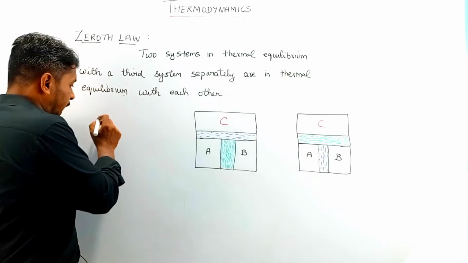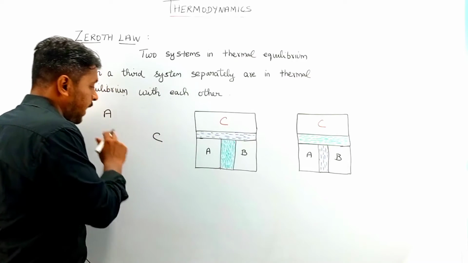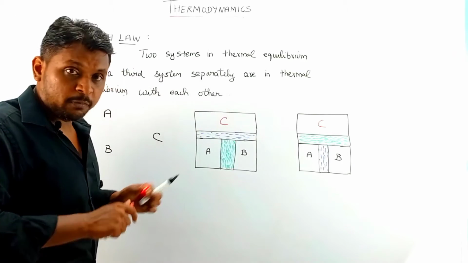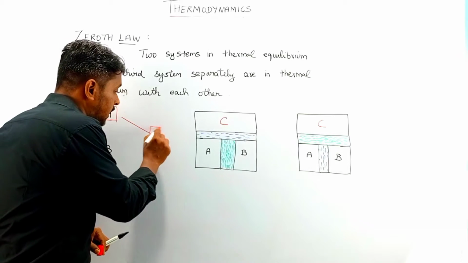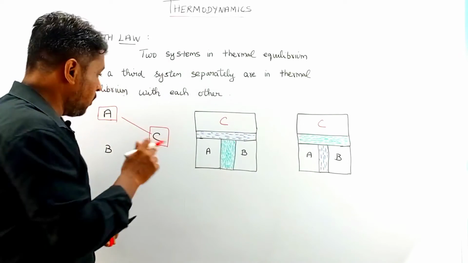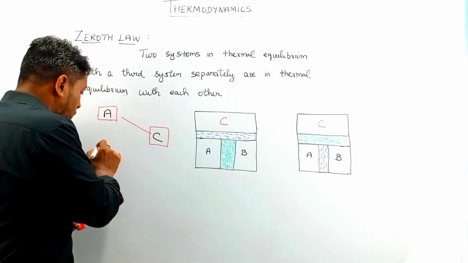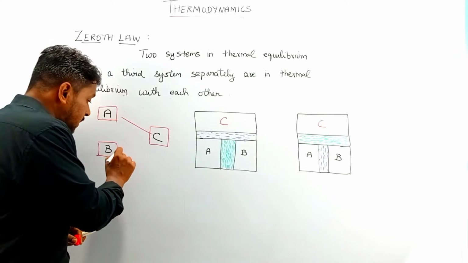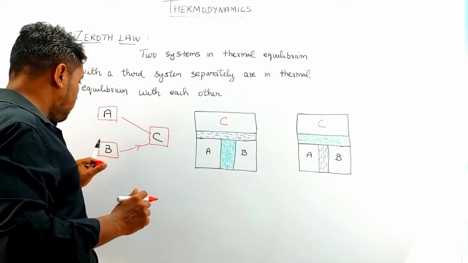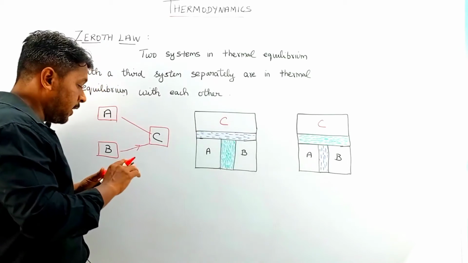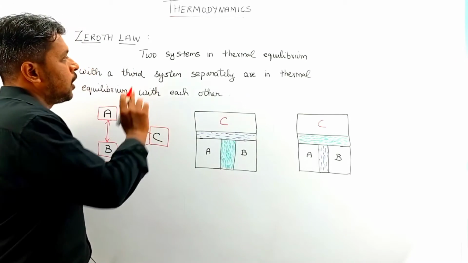So let us take system A and a system B and also a system C. So now I have taken three systems. Now, when system A is in thermal equilibrium with C separately, and B reaches thermal equilibrium with C separately, if that is the condition, A is in equilibrium with C and B is in equilibrium with C separately, then automatically A and B will be in thermal equilibrium with each other. That is the zeroth law of thermodynamics.